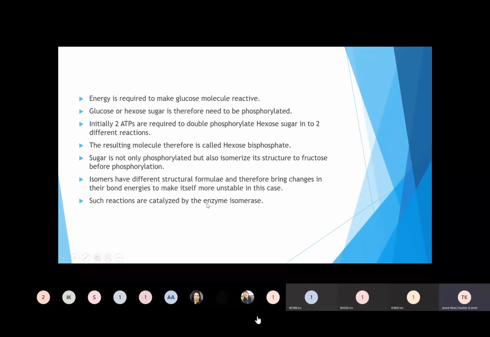Right. Now let's move to the energy investment phase first of all. Energy is required to make the glucose molecule reactive. As I told you, to make glucose unstable or reactive, we need some energy, and that is provided by the ATP. So glucose or hexose sugar, hexose means 6-carbon sugar, needs to be phosphorylated. Now keep in mind, initially I told you that if you want to make any molecule reactive, you must add a phosphate to it.